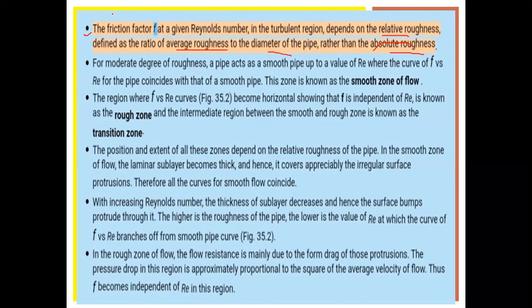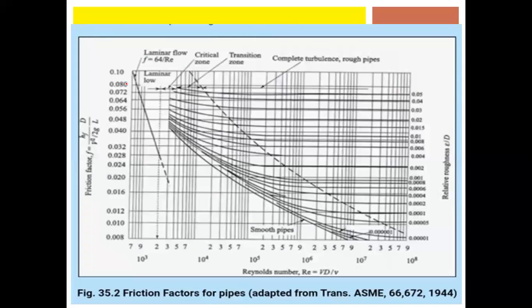Next one. Whenever you have a moderate degree of roughness, a pipe acts as a smooth pipe up to the value of Reynolds number where the curve f versus Re for the pipe coincides with that of the smooth pipe. This zone is known as the smooth zone of the flow. So if you see the Moody's chart figure, the friction factors for the pipes are given, and on the x-axis you have the Reynolds number.